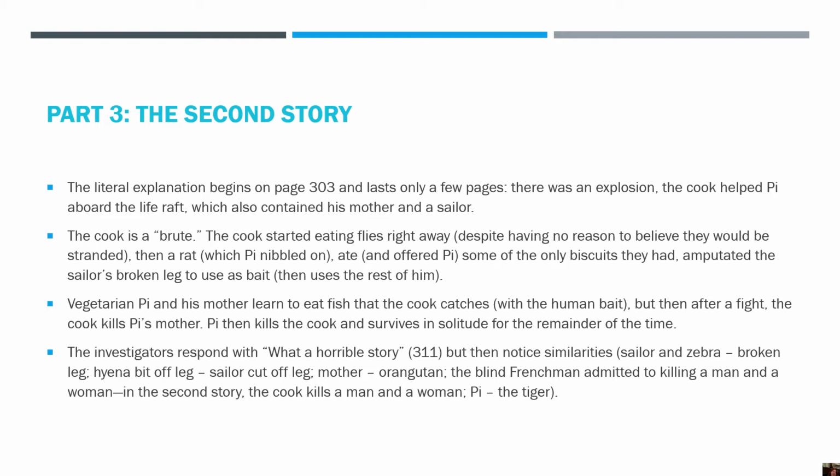The mother has qualities like the orangutan. And then the blind Frenchman, who we meet later, admitted to killing a man and a woman. In the second story, the cook kills a man and a woman. Pi, it appears, is the tiger. So in the second story, basic humans replace animal characters. And if you think about the implications of that, it's really kind of frightening, because it's much less frightening for animals to act as animals, and it's much more frightening when humans act as animals.